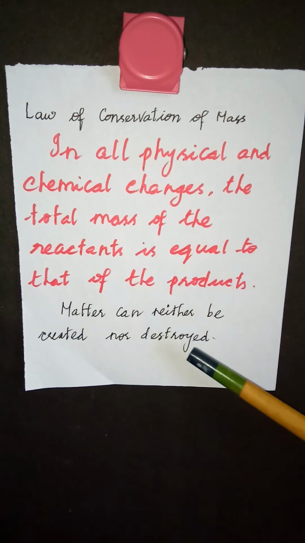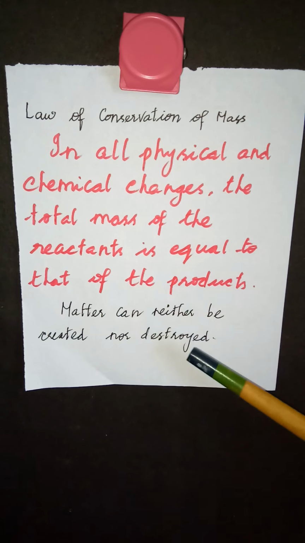Now look at this example. AgNO3 reacts with NaCl to give AgCl plus NaNO3. Silver nitrate reacting with sodium chloride to give you silver chloride and sodium nitrate. So here I am taking 17.0 gram of silver nitrate and it is reacting with 5.85 gram of NaCl. So what is the mass of the reactant? Add these two, 17.0 plus 5.85, I get 22.85 gram. So that is the mass of the reactants.